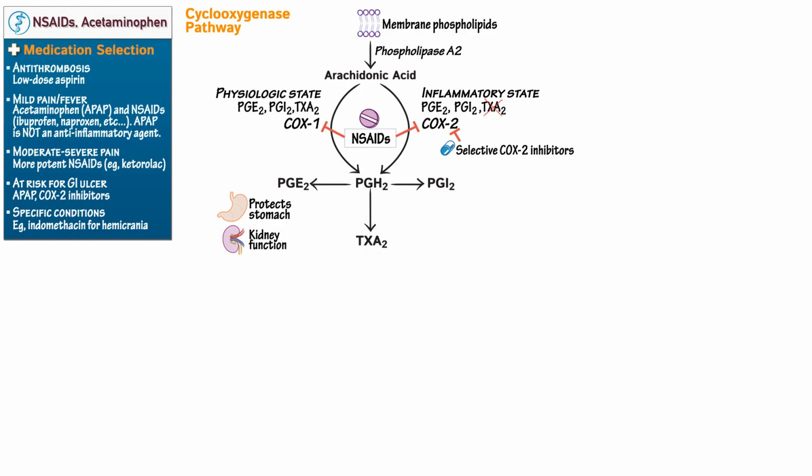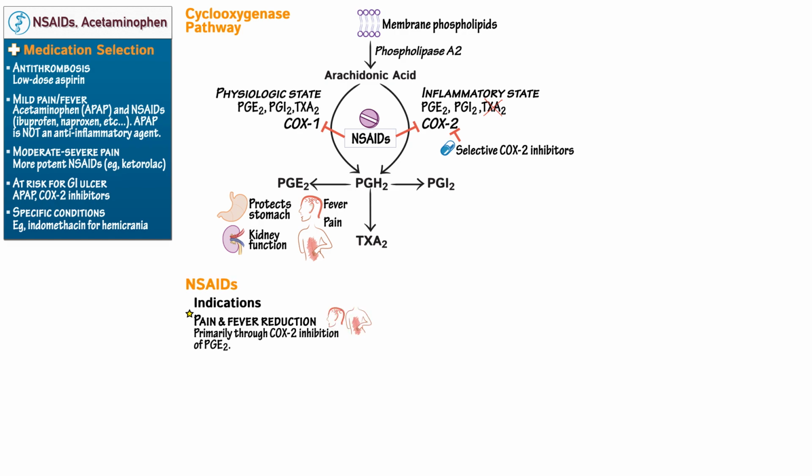And indicate that via cyclooxygenase 2, the inflammatory state, inflammatory cells produce prostaglandin E2, which produces key inflammatory responses such as fever and pain. So indicate that NSAIDs are used for pain and fever reduction, primarily through COX-2 inhibition of PGE2. Next, indicate that NSAIDs inhibit platelet function. The clinical impact of these medications on platelets, however, is much more complicated because of many competing factors.